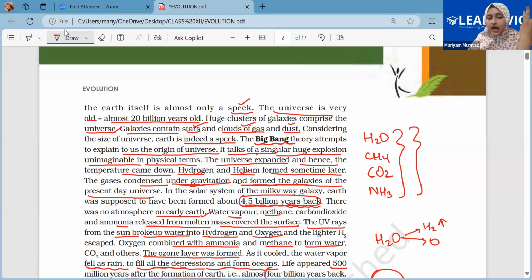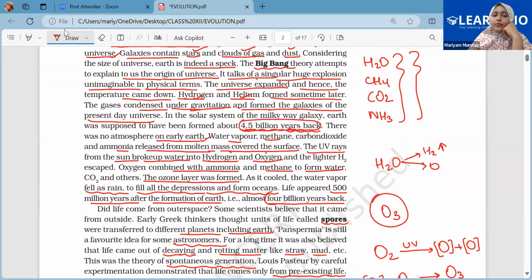Water vapor, methane, carbon dioxide, and ammonia released from the molten mass covered the surface. The UV rays, the ultraviolet rays from the sun, broke up water into hydrogen and oxygen, and the lighter, that is the hydrogen, escaped. Now, oxygen combined with ammonia and methane to form water, CO2, and others. The ozone layer was formed at that time. As it cooled, the water vapor fell as rain to fill all the depressions and form the oceans. Life appeared 500 million years after the formation of Earth, that is almost 4 billion years back.